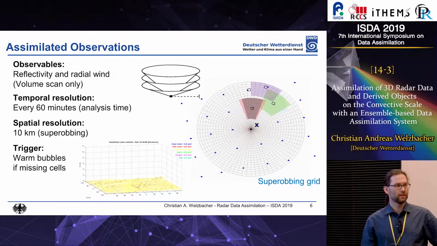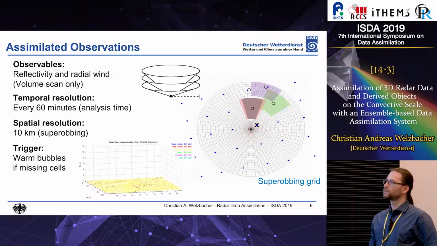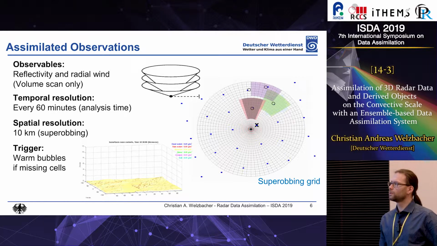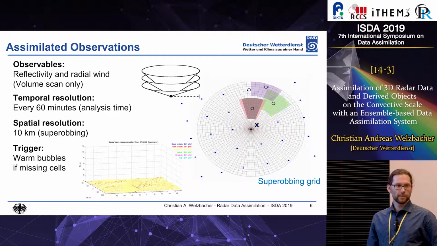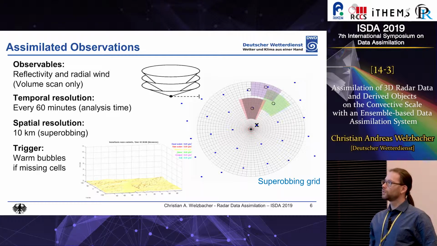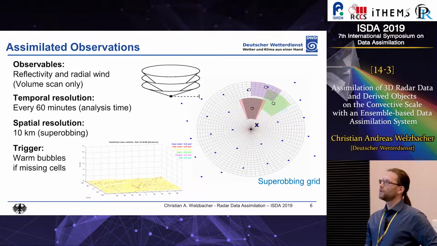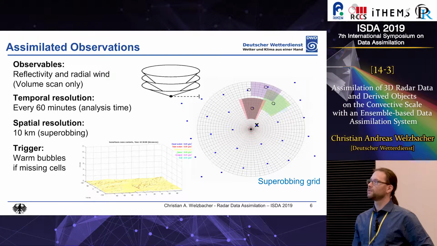I could have radar data every 5 minutes, but I only use the radar data at analysis time, so every 60 minutes. With a spatial resolution of 10 kilometers, I use a kind of super obbing. I don't want to go into much detail about the super obbing. I guess it's known to most of the people. So far, I use a Cartesian grid with a grid spacing of 10 kilometers to find super observations. So I average observations in, for example, this red box, and put this observation back to my radar grid, which I later assimilate.